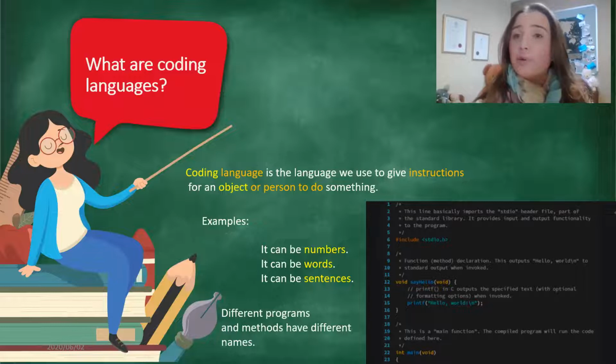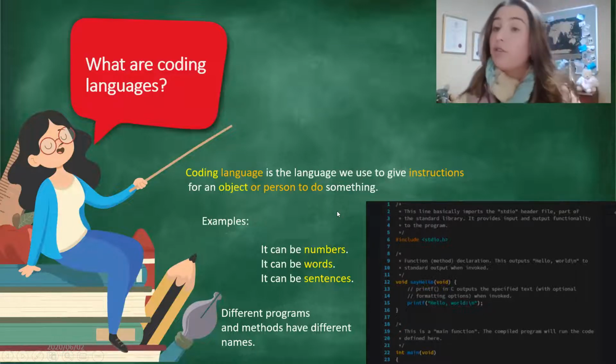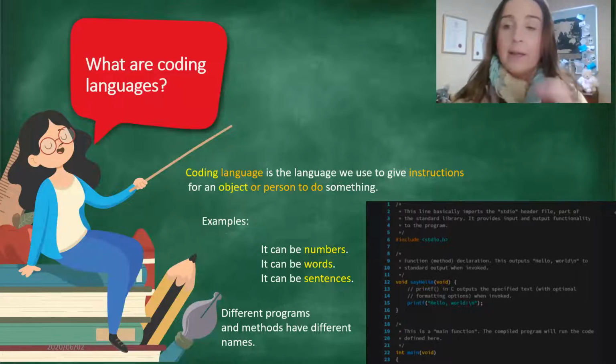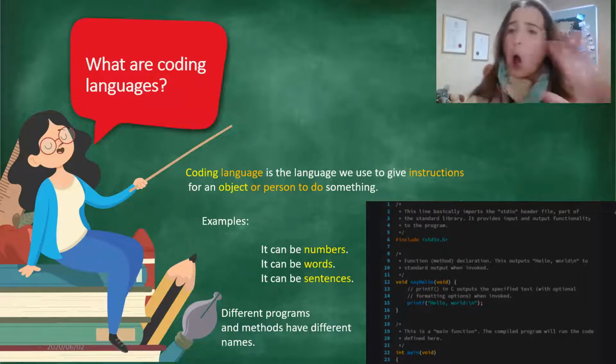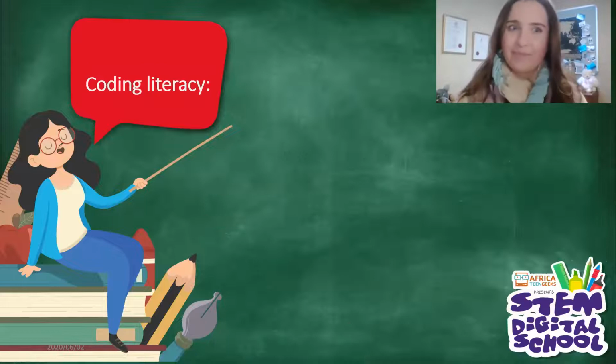Right, so different programs and methods have different names, okay? And we are going to learn all about those different programs and different names, such as JavaScript and a whole bunch of things, but we'll get to that later.